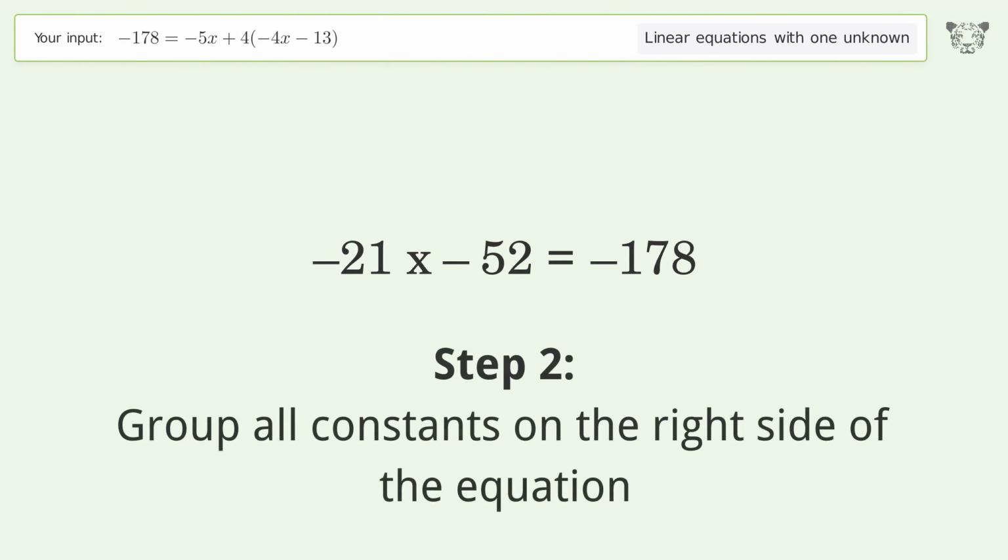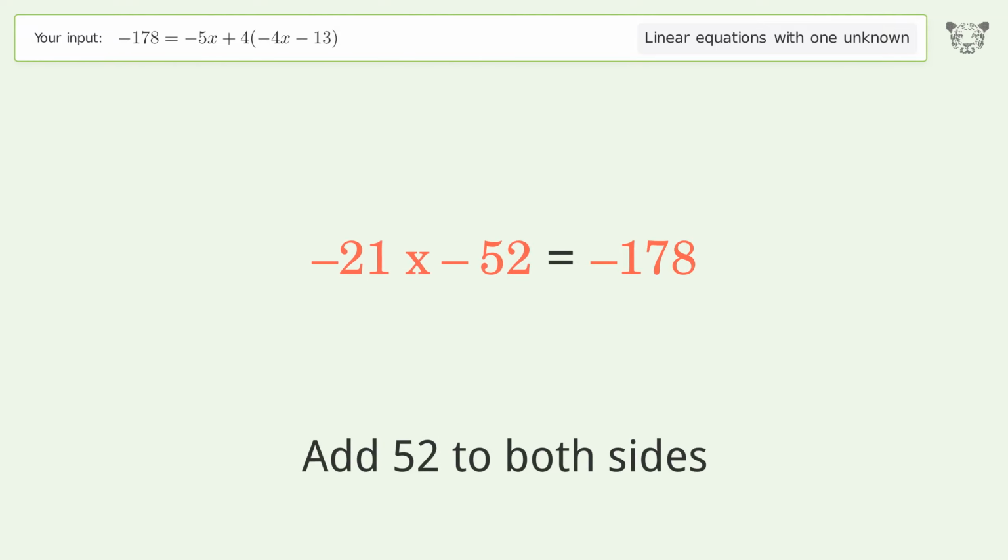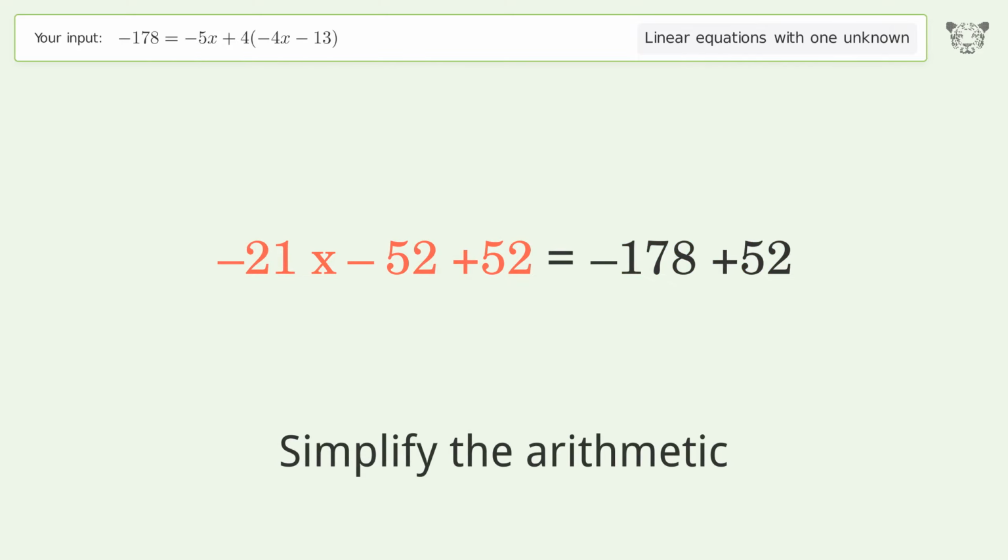Group all constants on the right side of the equation. Add 52 to both sides. Simplify the arithmetic.